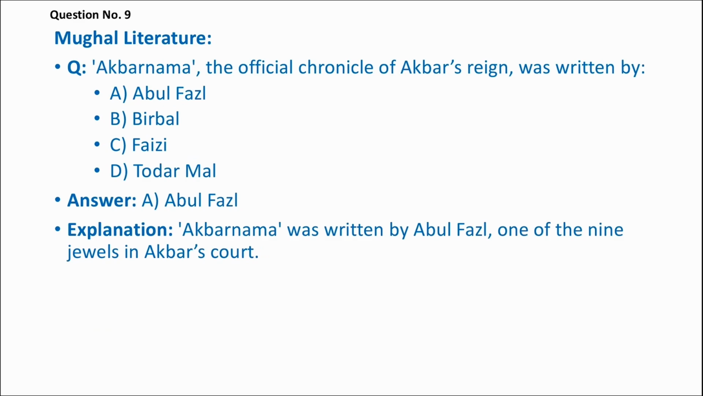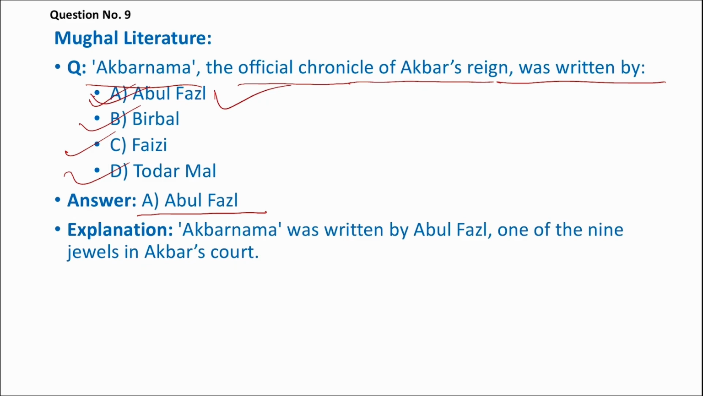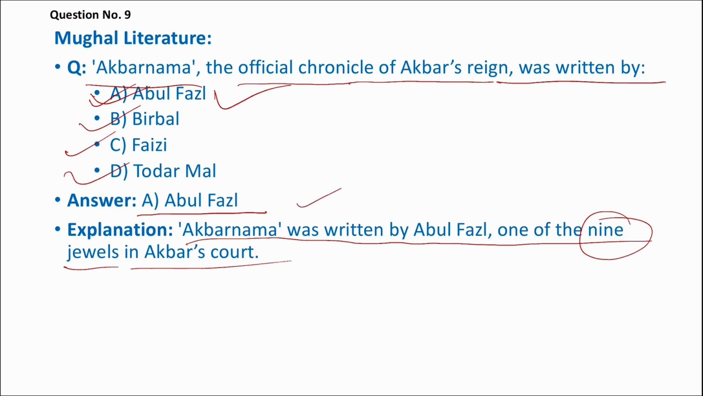Next question is on Mughal literature. Akbarnama. You are familiar with this question. Akbarnama, the official chronicle of Akbar's reign, was written by whom? We have four options: Abdul Fazl, then Birbal, then Faizi, then Todar Mal. It was Abdul Fazl, that is option A, who wrote Akbarnama, one of the nine jewels, right? There were nine jewels in Akbar's court. Abdul Fazl was one of them, and he wrote Akbarnama.